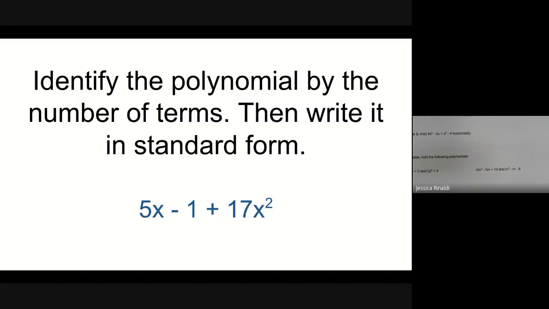We talked about polynomials. We identified them by their number of terms, and we talked about how to put them in standard form. Today, for the third time, okay, everyone listening? Today, we are going to be adding and subtracting polynomials, which pretty much is combining like terms. Okay? So another pretty easy day.